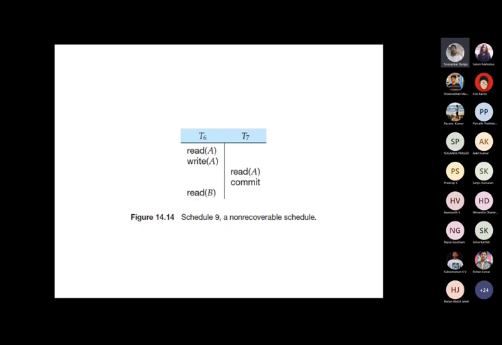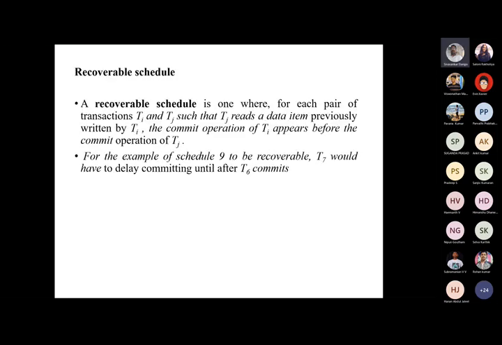So how do we make it a recoverable schedule? To make it a recoverable schedule, whenever you have transactions TI and TJ such that TJ reads the value of a data item that is written by TI, then the commit operation of TI should occur before the commit operation of TJ. So that's known as the recoverable schedule property. You can look into the recoverable schedule property.